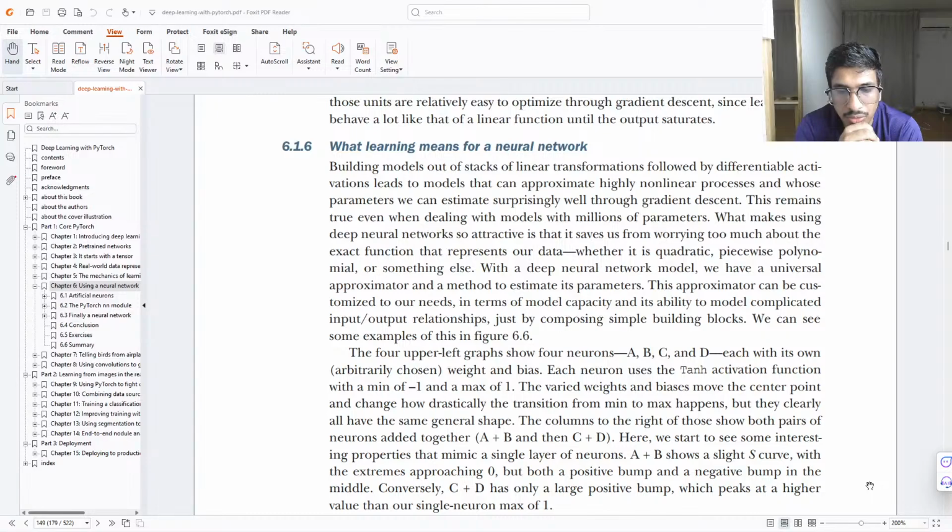What makes using deep neural networks so attractive is that it saves us worrying too much about the exact function that represents our data, whether it is quadratic, piecewise polynomial, or something else. With a deep neural network, we have a universal approximator and a method to estimate its parameters. This approximator can be customized to our needs in terms of model capacity and its ability to model complicated input-output relationships just by composing simple building blocks. We can see some examples of this in figure 6.6.